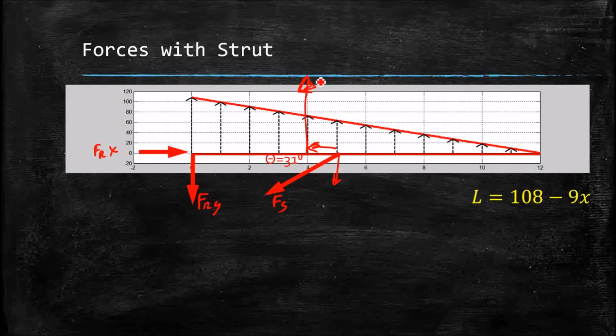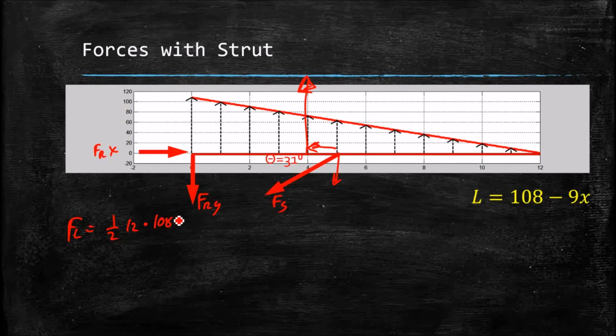The magnitude of that equivalent force, call it F sub L, is equal to 1/2 our base of the triangle, which is 12, times the height of the triangle, which we said was 108, and that's equal to 648 pounds, which is the answer we got before. The location of that load, L sub x, is 1/3 of the 12 feet. That's equal to 4 feet, which we got before.